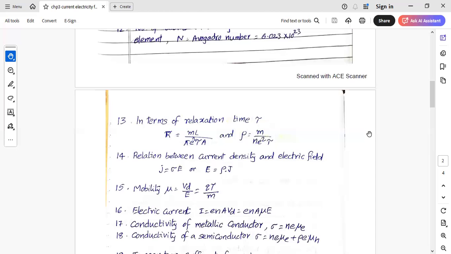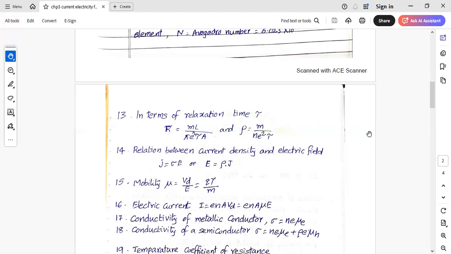In terms of relaxation time tau, resistance R is equal to m l by n e square tau into A, and rho is equal to m by n e square tau. Relation between current density and electric field: J is equal to sigma E, or E is equal to rho into J. Mobility mu is equal to Vd by E is equal to e tau by m.